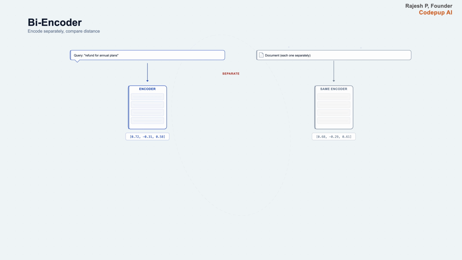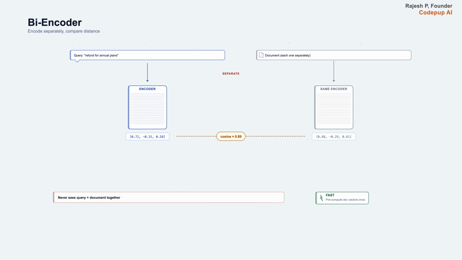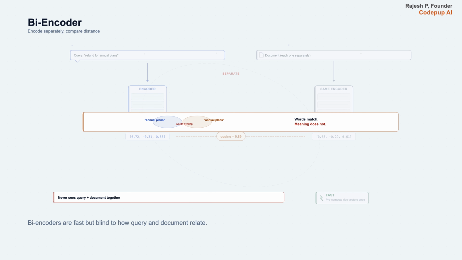This is fast. You can pre-compute all your document embeddings once and store them. When a query comes in, you encode it and compare against everything in milliseconds. The trade-off? The encoder never sees the query and document together. It cannot reason about how they relate. It just compares 2 points in space. That is why a pricing page about annual plans scores high for a question about refund policy for annual plans. The words overlap.